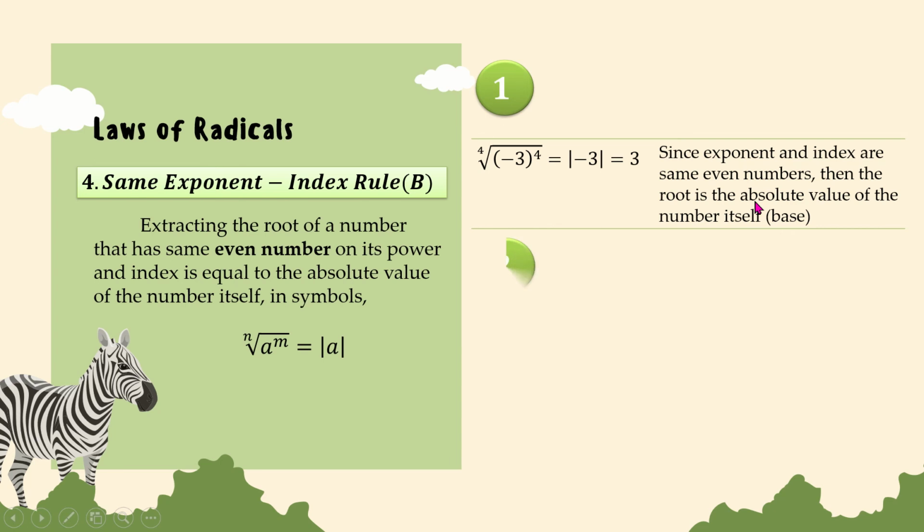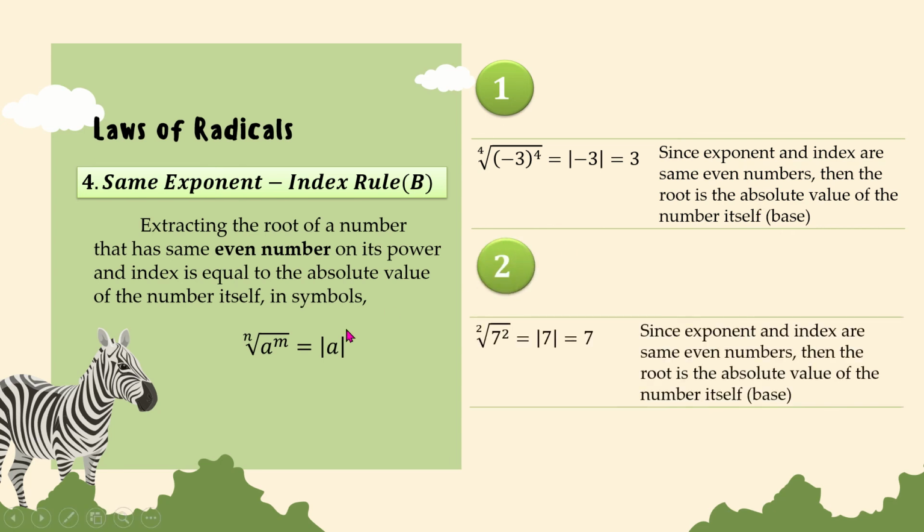Subtan. Sample number 2. The square root of 7 square. The exponent and the index are even numbers too. So, therefore, ang absolute value sa positive 7 is still positive 7.